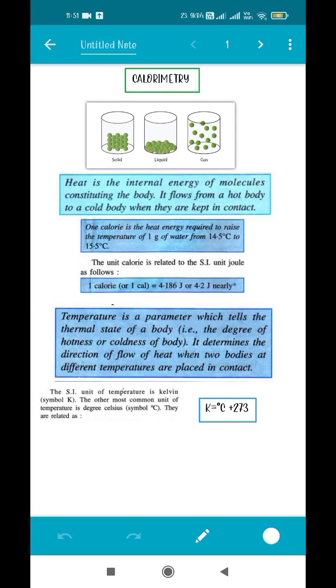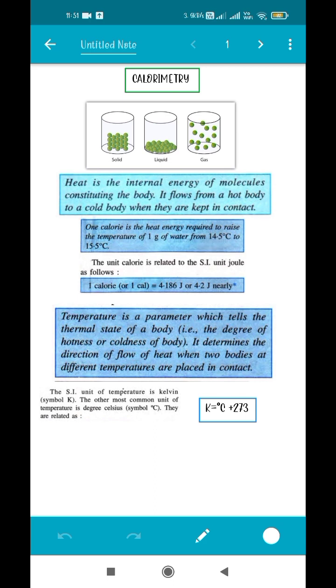So the chapter which we are going to learn today is calorimetry. Before that, let us discuss a few basics which we have studied in the lower classes. As we know, there are three main states of matter, that is solid, liquid and gas, and they consist of molecules. So what do you mean by heat?